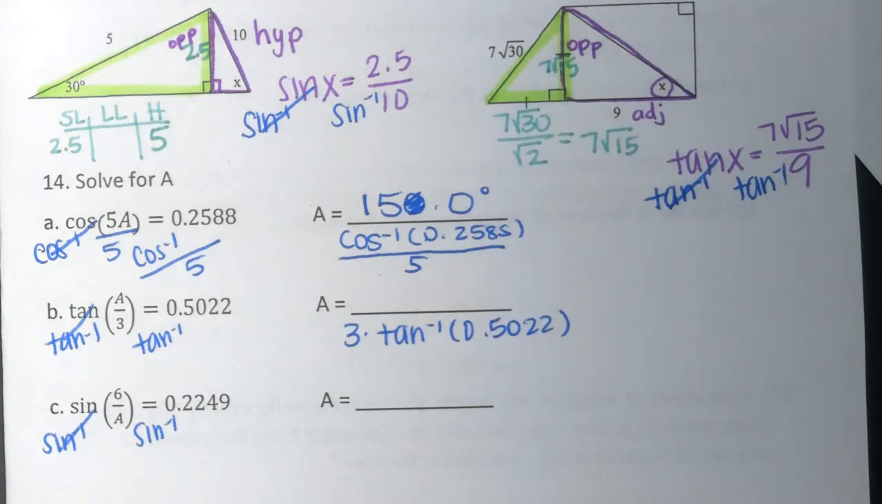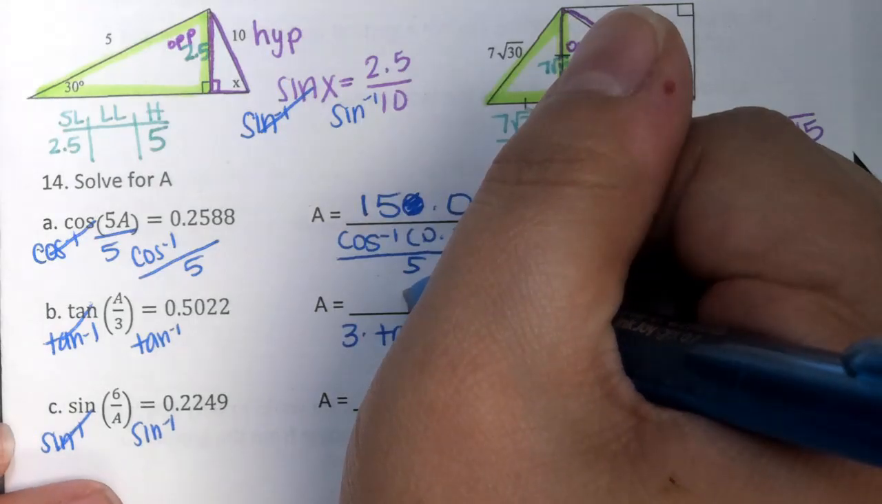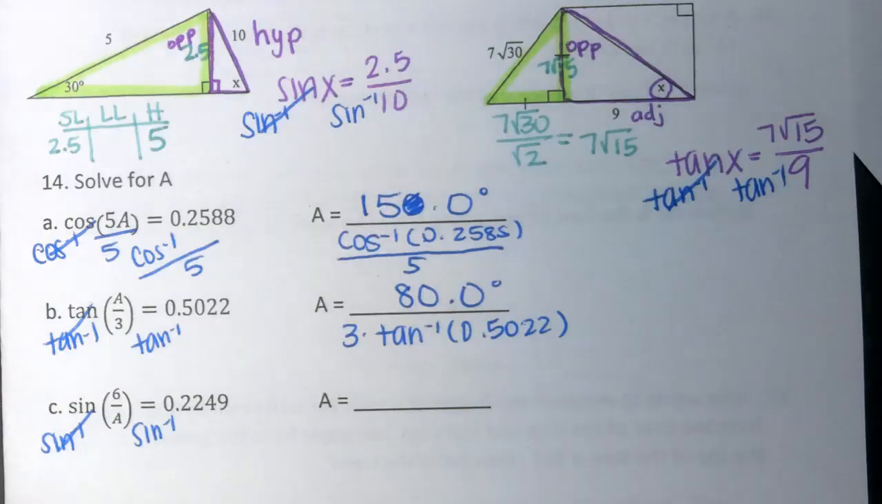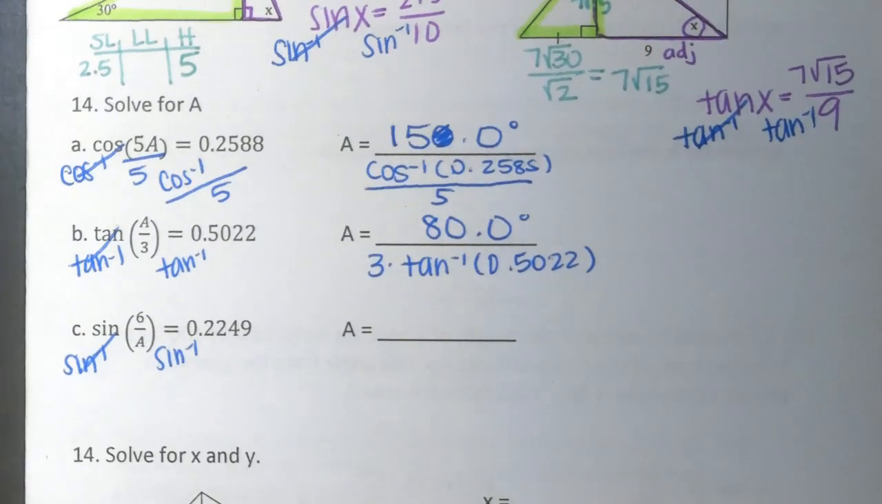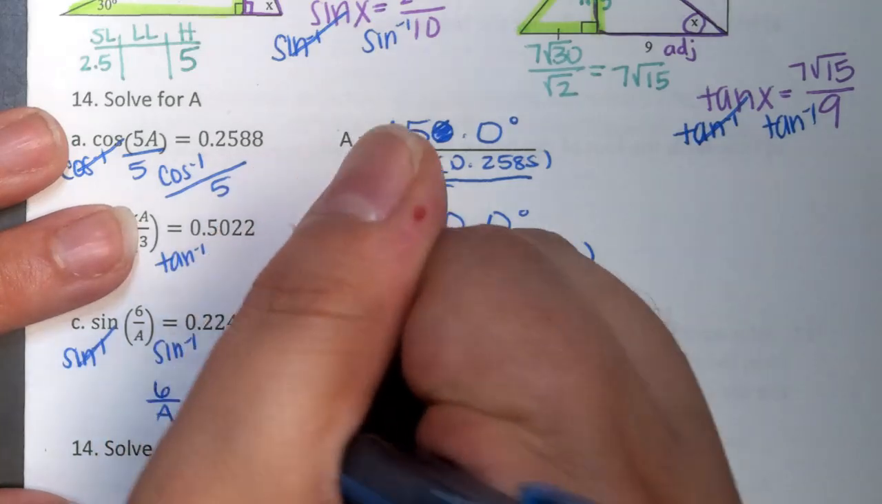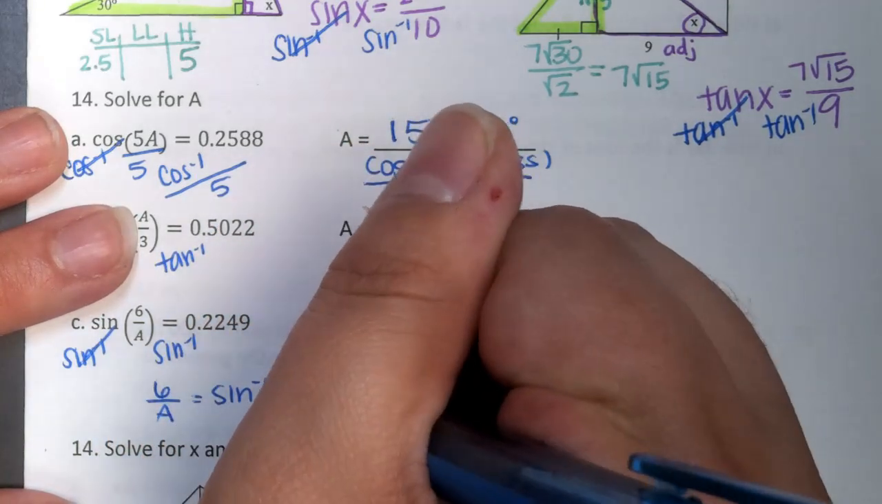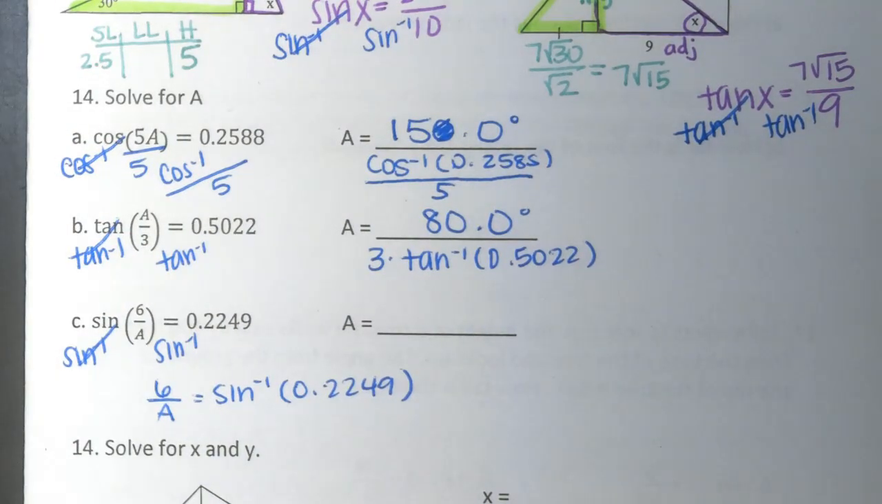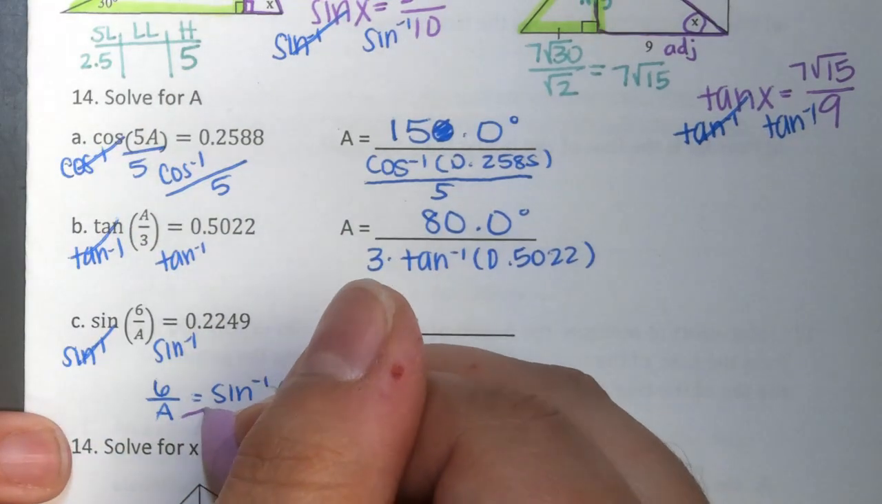What do I get with this? 80? This last one's a little bit tricky. I'm left with 6 over a equals the inverse sine of 0.2249. What do I do here? Everybody said no, we just gave up on this one. Can't multiply by 6, you're close. But y'all, what did we do when x was on bottom normally? Same thing here, you can just switch that.